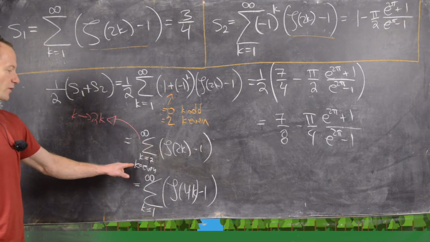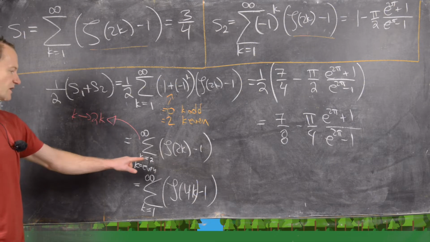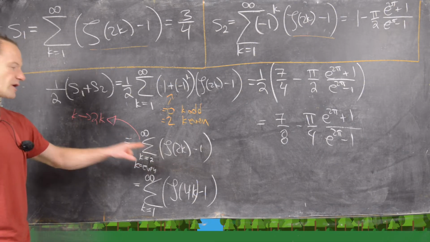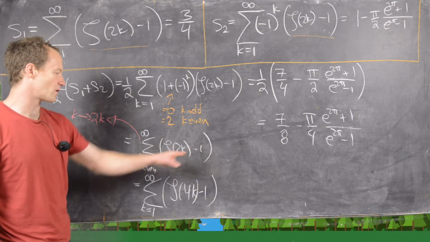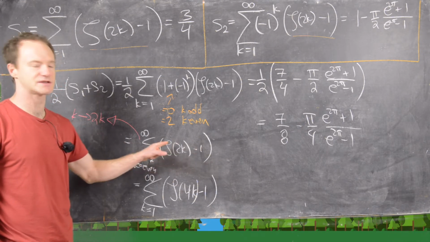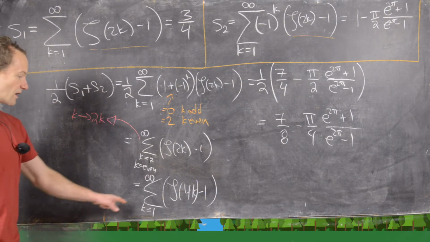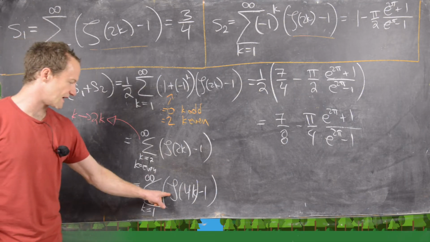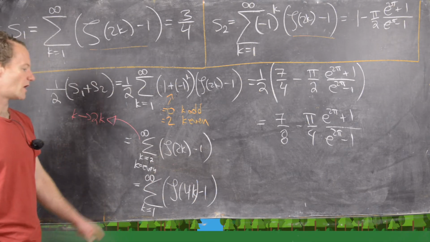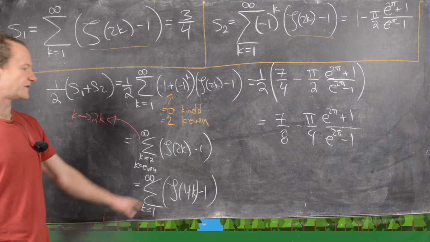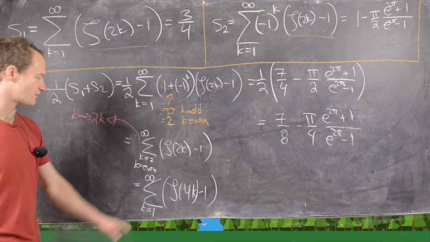Okay, great. So let's look at why these are the same sums. So this is summing only over even values. So k equals 2, k equals 4, and so on and so forth. So k equals 2 is going to give us zeta of 4 minus 1. Then we have zeta of 8 minus 1, and so on and so forth. And here we're just going to get zeta of 4, zeta of 8, zeta of 12, and so on and so forth.